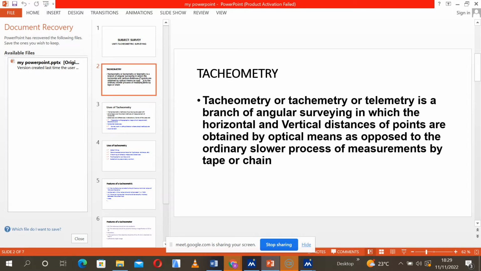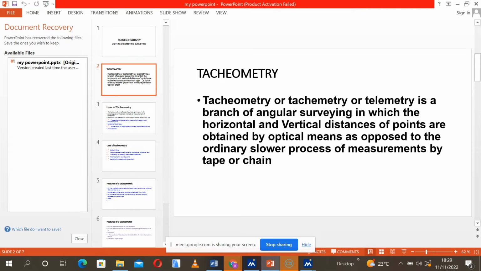Since you cannot use the tape measure there, they came up with a machine called a tacheometer, and that's where it can help. So we move to the next step, whereby we want to see the uses of a tacheometer. The tacheometric method of surveying is used with advantage over the direct method of measurement.